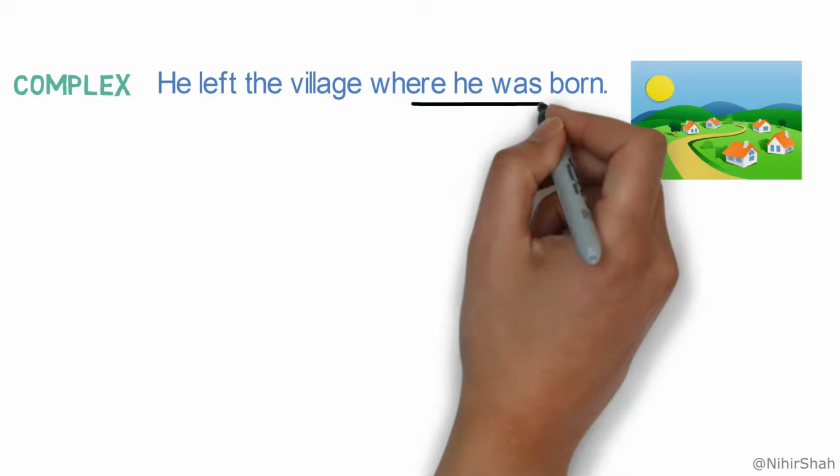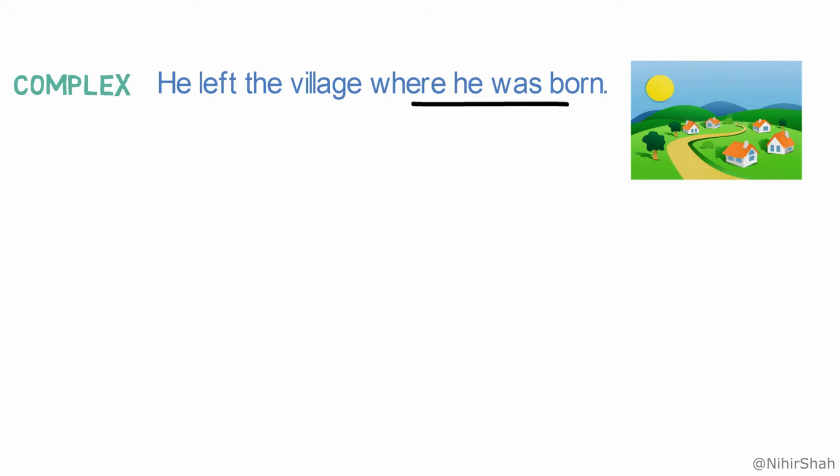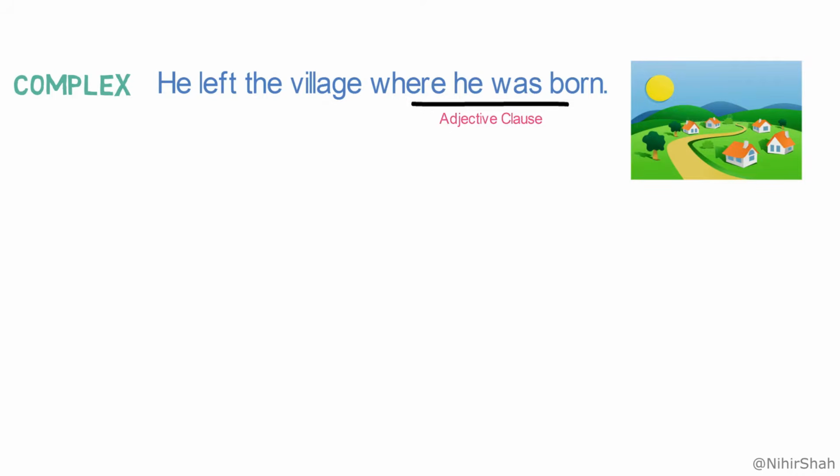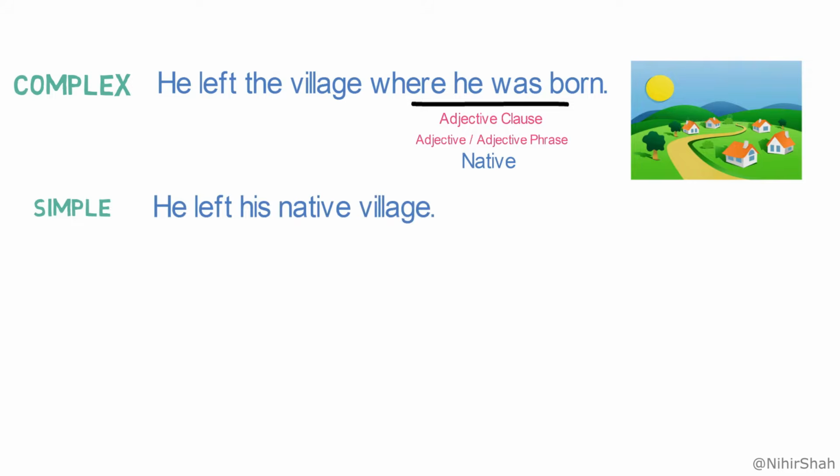Let's look into the next set of examples. He left the village where he was born. Here, where he was born is giving more details about the village. So it acts as an adjective clause. Now, we know that we need to convert this adjective clause either into an adjective or adjective phrase. Can you identify any adjective related to this clause? What about this adjective? Native. It is synonymous, right? Let me use this and make the final sentence, which is, he left his native village.